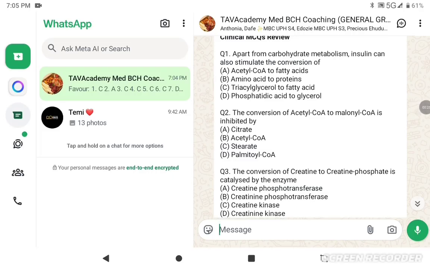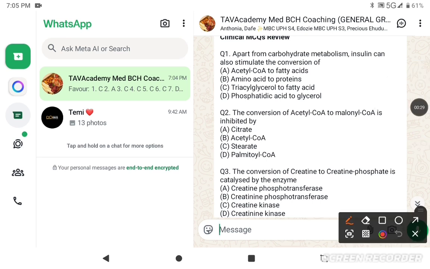So let's review some clinical MCQs with respect to what we discussed in class today. So let me highlight my pen so I could be able to touch the answers. Question 1 says, apart from carbohydrate metabolism, insulin can also stimulate the conversion of what to what? The answer to this is option A. So that will be from acetyl-CoA to fatty acid. So that's the answer to that one.